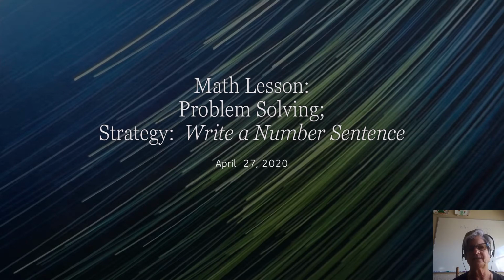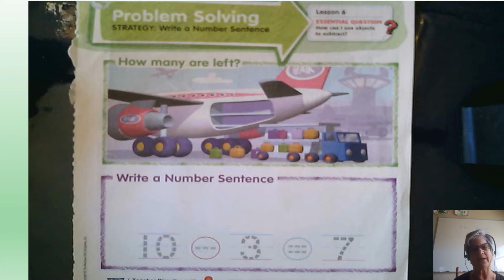And I will wait. So now on this page, it says problem solving on the top, strategy, write a number sentence. So can I have you please, first of all, take your pencil and write your name on the line that's above the words problem solving. Thank you.